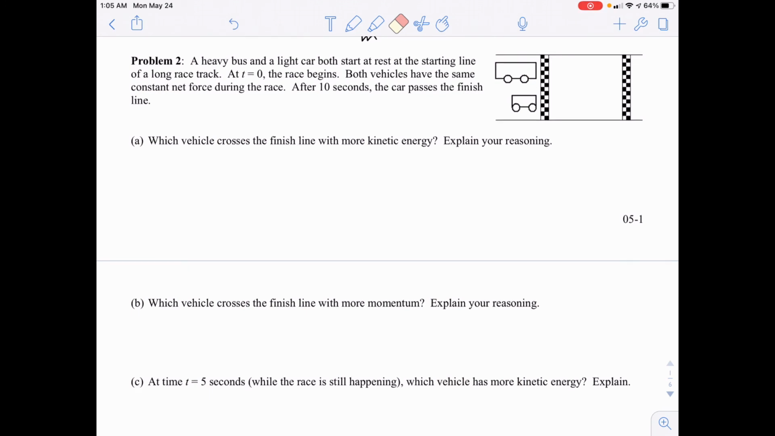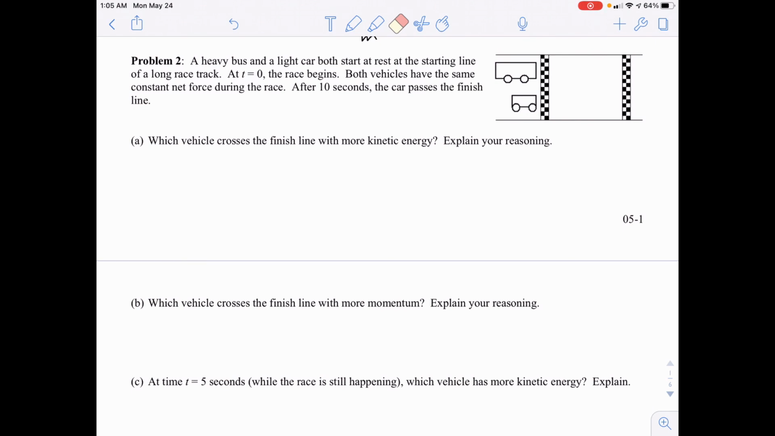In problem number 2, it says a heavy bus and a light car both start at rest at a starting line of a long track. At time t equals 0, the race begins. Both vehicles have the same constant net force during the race. After 10 seconds, the cars pass the finish line. A. Which vehicle crosses the finish line with more kinetic energy?